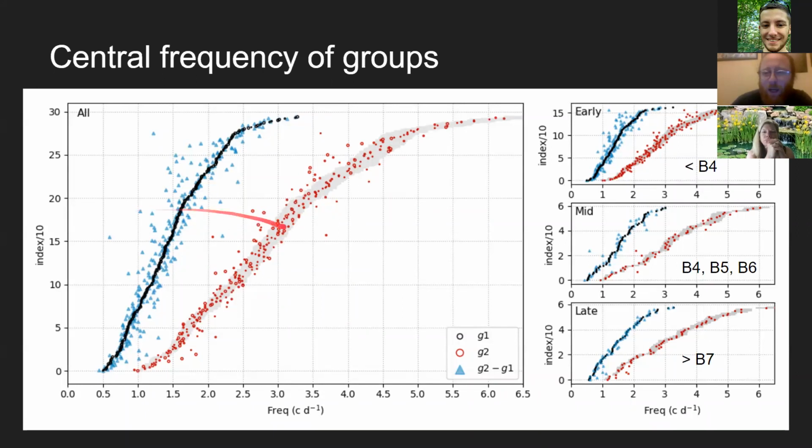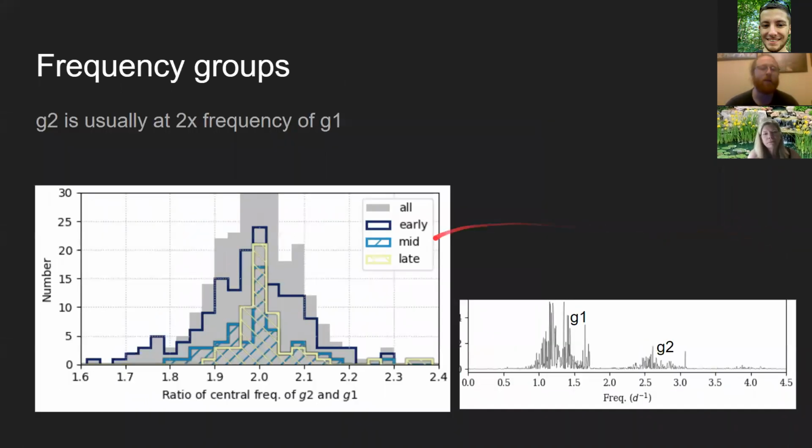And we see pretty much the same pattern for early, mid, and late type BE stars. The main difference is that earlier BE stars don't quite extend to as high frequencies as later types do, but otherwise their behavior is pretty similar in the location of the groups and their relative location. This just shows the ratio of the location of G2 divided by G1. And basically for early, mid, and late type stars, the distribution peaks right at around 2. So there's some scatter, but overall, G2 is located at twice the frequency of G1.